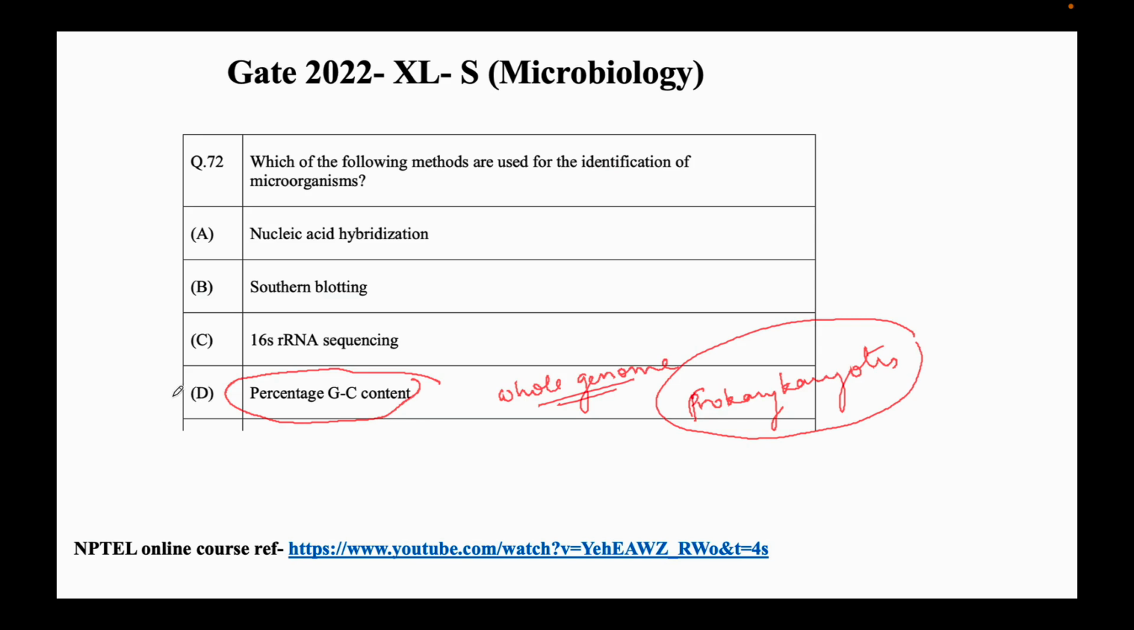So which of the methods are used for identification? It's mainly A, B and C. The correct answer is A, B and C, whereas percent GC content just tells us how complex the DNA content is in any cell. It tells us about the complexity of the genome.